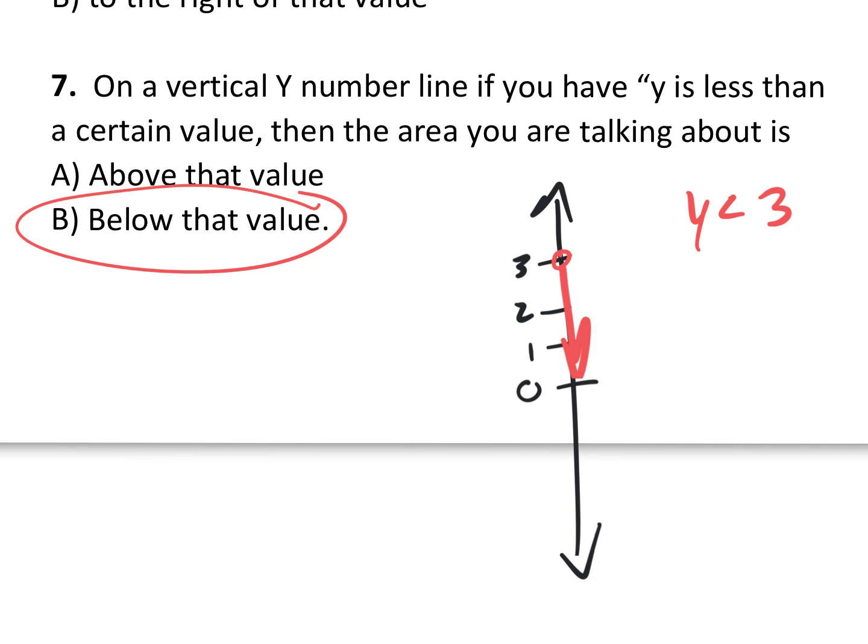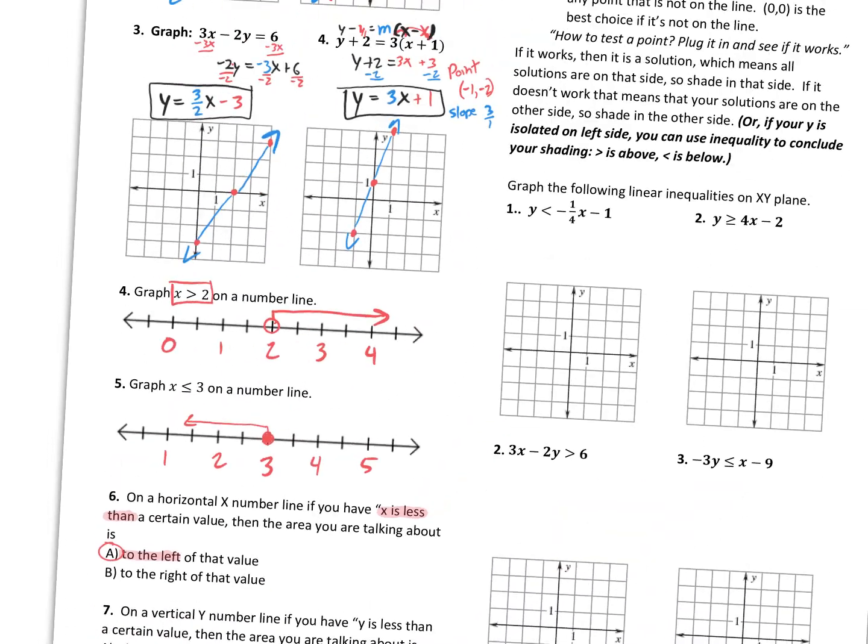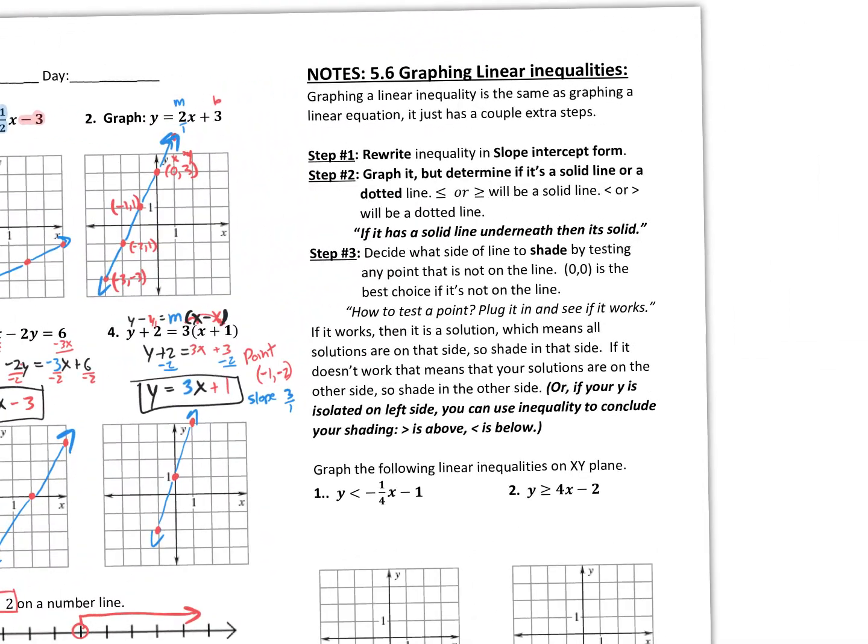Less than on the x-axis is to the left. Less than on the y-axis is below. Greater than on the x-axis is to the right. Greater than on the y-axis is above. Okay? These are all the essential skills that you need to be able to graph linear inequalities.